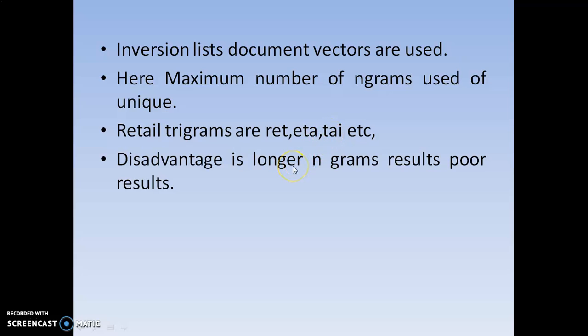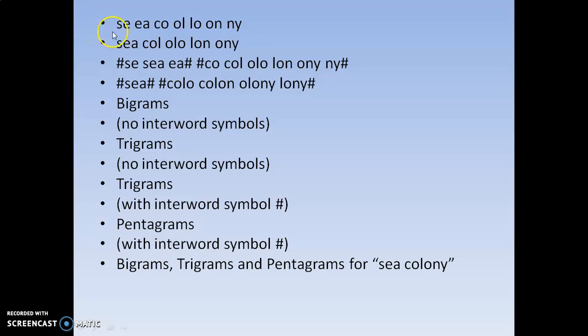The disadvantage of these Ngram data structures is that as the length of the Ngrams we use grows, it results in poor performance. "Sea colony" can be divided into bigrams: SE, EA, CO, OL, LO, ON, and Y. Then trigrams, and pentagrams. Like that, the particular word "sea colony" can be divided.